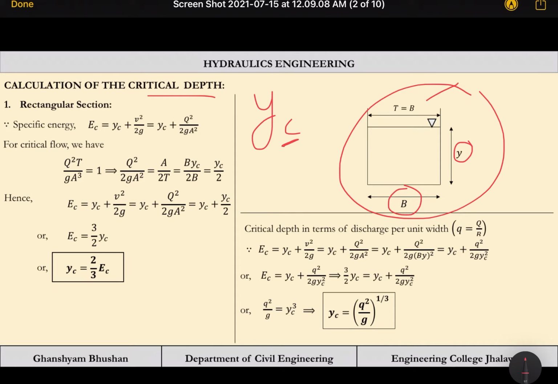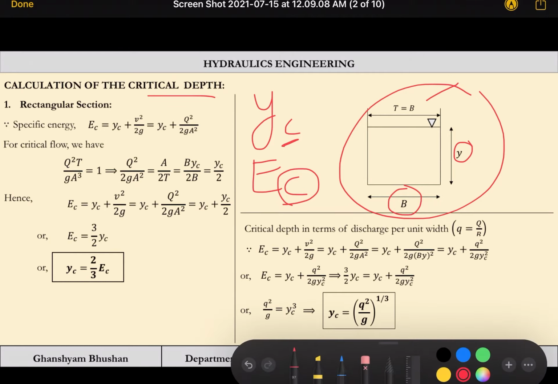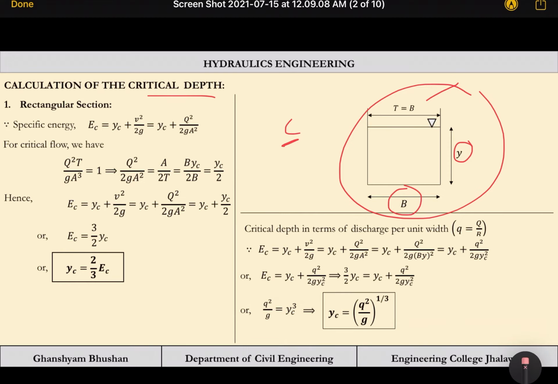So what will become the specific energy? Ec. Wherever the subscript c is there, you can easily understand that we are talking about the critical flow. If subscript c is being used in an equation, you have to understand that the question is asked about the critical flow. So the flow you have to assume will be critical. Subscript c is the direct indication that flow is critical.